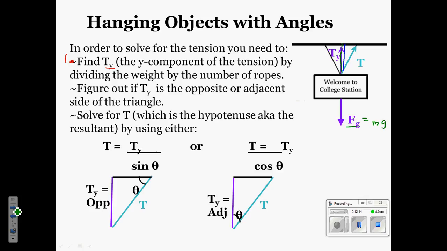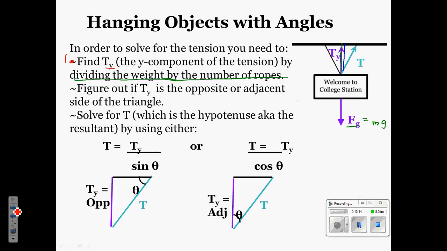And my Ty is going to be the same as the FG. But to find Ty, we have to take that FG and divide that weight by the number of ropes. Now, even though this is, like I said earlier, one rope, it makes an angle, and it makes a two-sided angle, which requires us to have to do trigonometry and look at it this way.